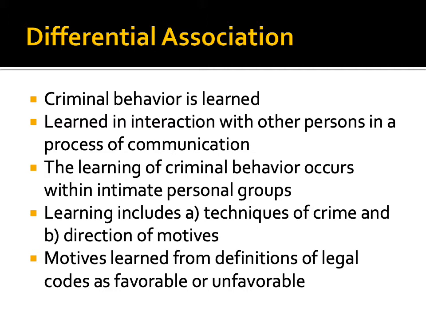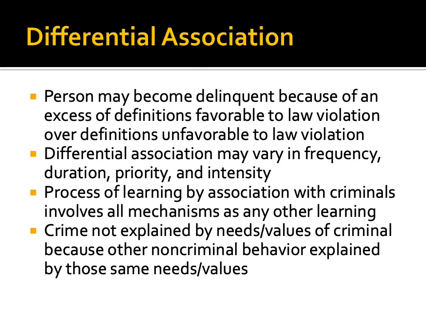So on top of all that, the motives are learned from definitions of legal codes as either favorable or unfavorable, right? So you need to look at these things as, is this legal or illegal? The sixth idea here is that a person may become delinquent because of an excess of definitions favorable to law violation over definitions unfavorable to law violation.